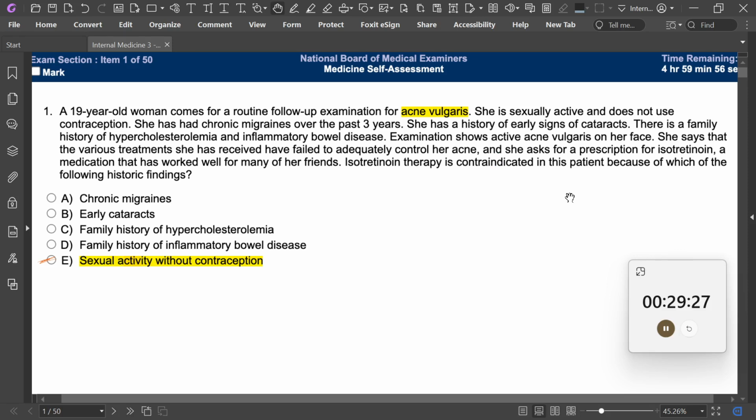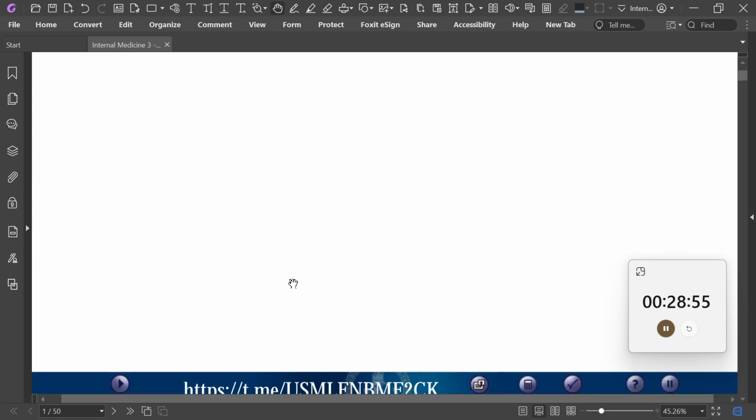Isotretinoin therapy is contraindicated in these patients because of which of the following historic findings: sexual activity without contraception. Because isotretinoin is very teratogenic, if she becomes pregnant and she is not taking two forms of contraceptives, then it may cause serious teratogenic effects on the baby. So that's why.